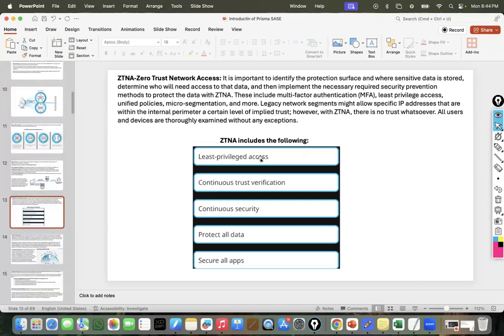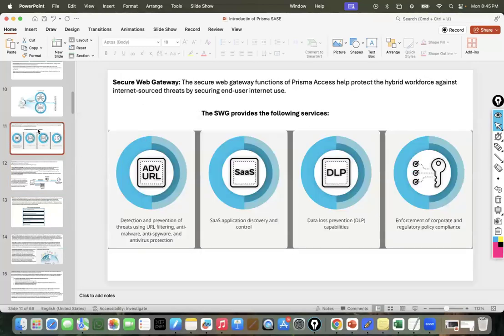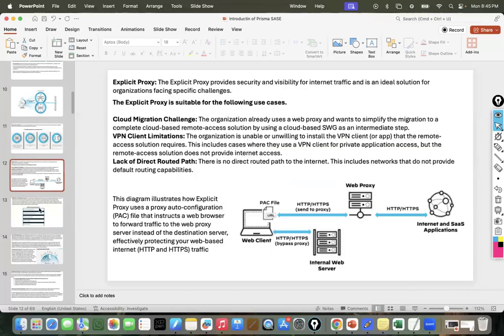And if I go a little bit down, we'll discuss ZTNA. You can see network access, like least privilege access is going to be checked. Continuous trust verification is going to happen. Continuous security is going to happen. Protect all data, secure all ports. So you can see step by step, each component has its own functionality.